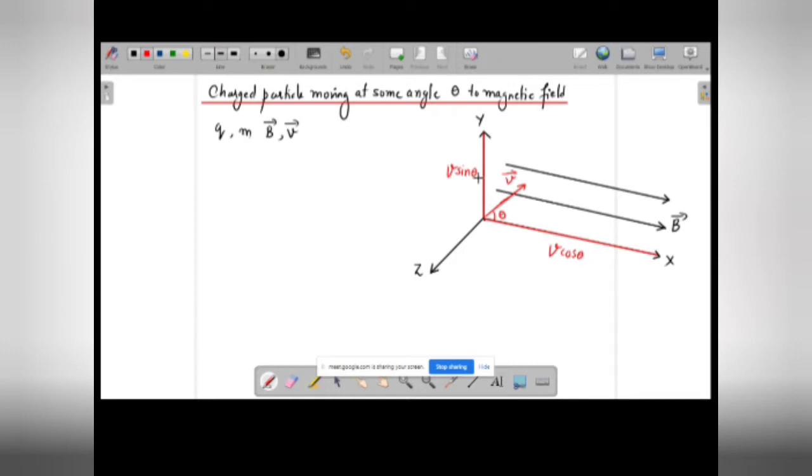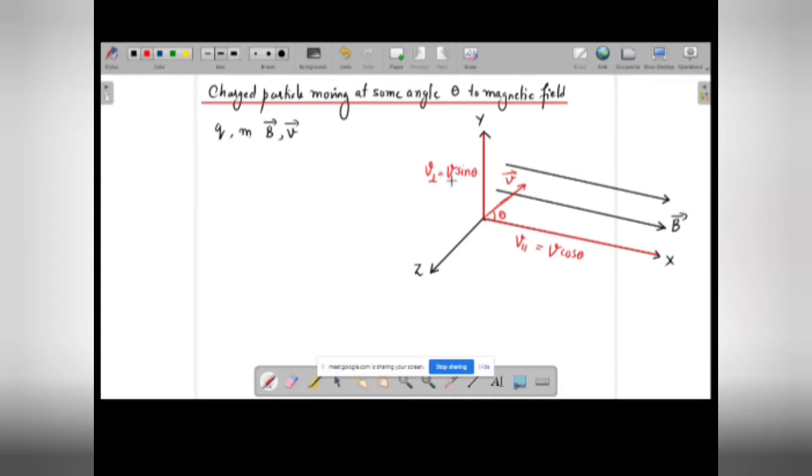Let's name this one v perpendicular, since this is the perpendicular component to the magnetic field. This is perpendicular to the magnetic field, right? So we will call this the perpendicular component, and this we will call the parallel component, since it is parallel to the magnetic field. Since this is parallel to the magnetic field, we have taken it as the parallel component, that is v cos theta, and this one is perpendicular to the magnetic field, we have taken it as v perpendicular, which is equal to v sin theta.